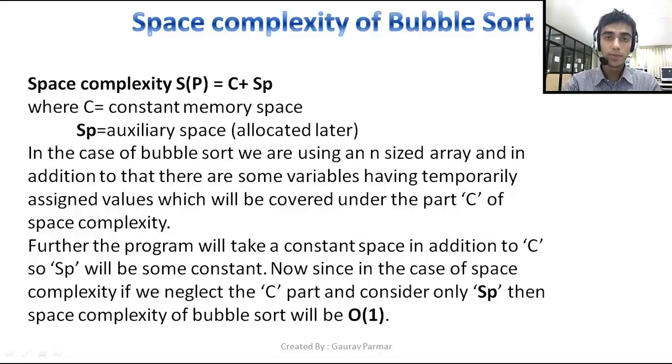The constant memory space that we have calculated here is generally not considered for the calculation of space complexity for an algorithm. So if we neglect C and consider only S_P for the calculation of space complexity of bubble sort, then what we shall get will be the space complexity of bubble sort, and that will be equal to the order of 1 or big O of 1.